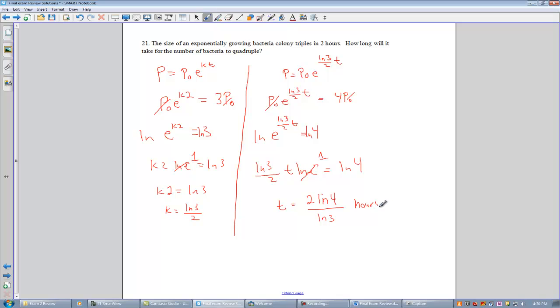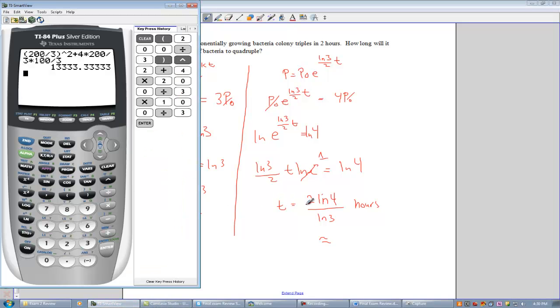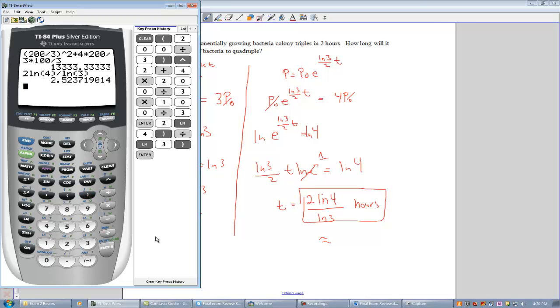So this is the exact answer. Right, if you want to round this, you can put it in your calculator and figure out what it is to 1 decimal place if you like. But this is the actual answer. If you want to see the number, you'd say, okay, 2 ln of 4 in parentheses divided by ln of 3 in parentheses, and you get out about 2.5 hours. So it takes about 2.5 hours for the colony to quadruple.